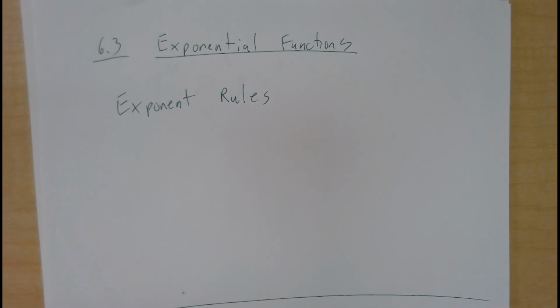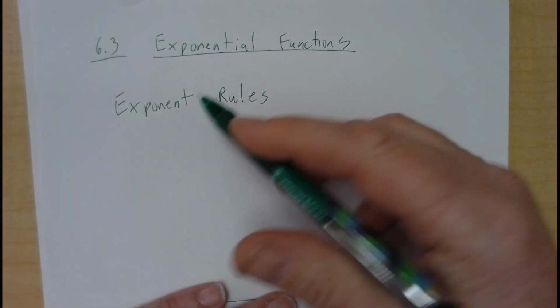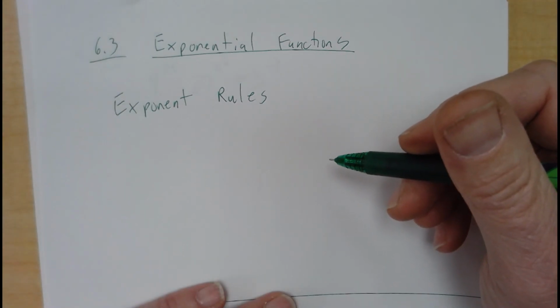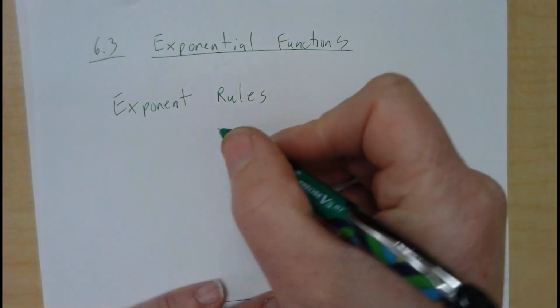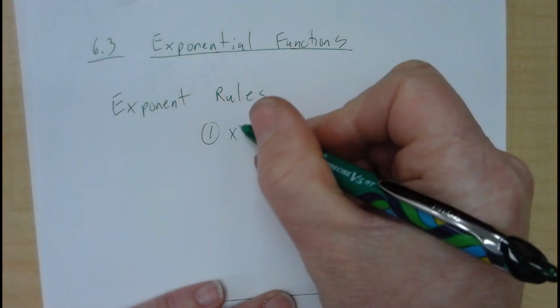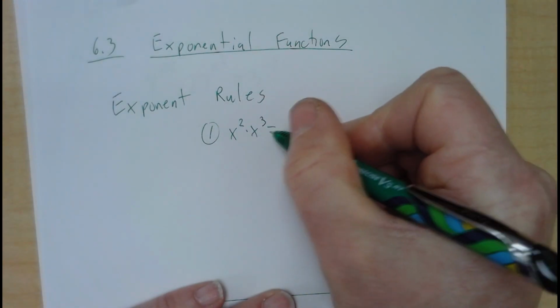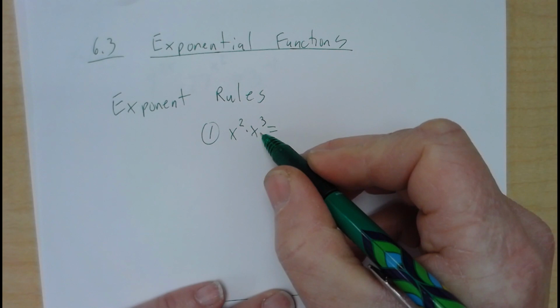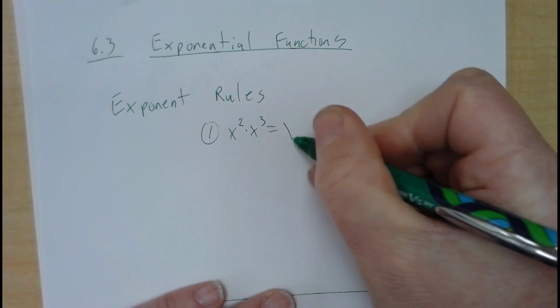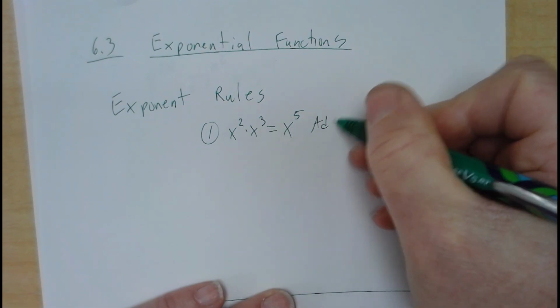All right, welcome to section 6.3. The first thing we're going to do is review the rules of exponents from Algebra 1 and Algebra 2. So the first rule I always talk about is x to the second power times x to the third power. When you multiply like bases, you always add the exponents. So it's x to the fifth. I call that the addition rule.